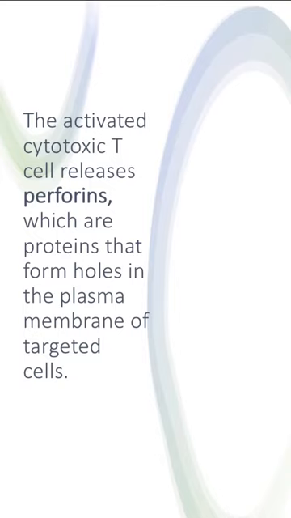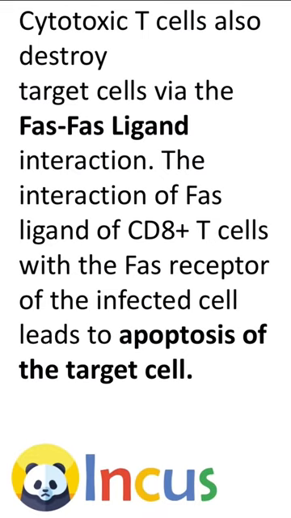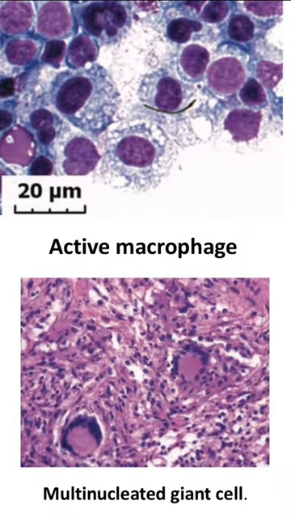How does an activated cytotoxic T cell work like an AK-47? It releases perforins. Cytotoxic T cells also destroy the target cells with Fas ligand interaction, and that initiates apoptosis in the target cell. So don't forget, TH1 cell is for the cytotoxic response, TH2 is for the humoral response and asthma.